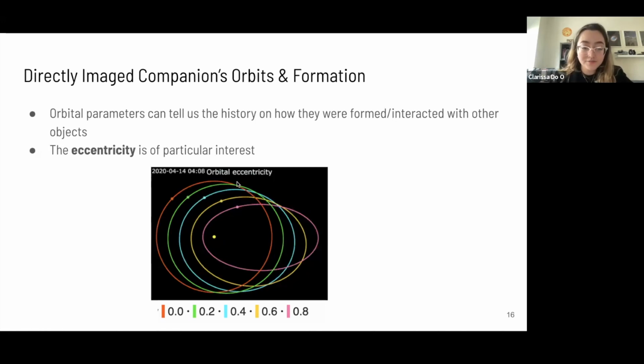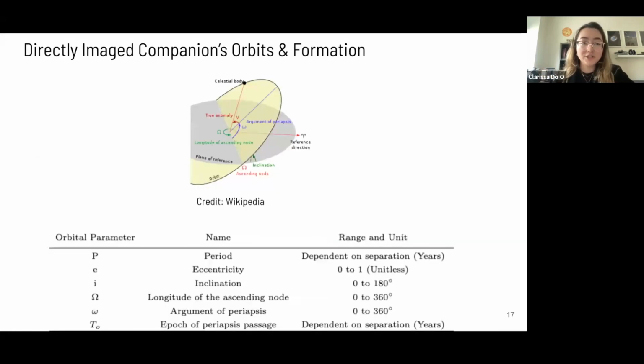It essentially defines whether the orbit of the planet is more circular, which would be an eccentricity of 0, or something more elliptical, and it can go all the way up to 1 for a bound orbit, but here on the drawing it only goes up to 0.8. And more often than not, given the eccentricity and also other orbital parameters, we can see how the planets actually interacted with each other very early on from formation.